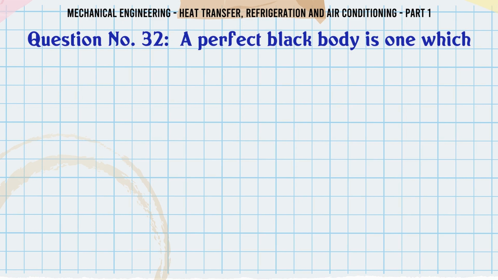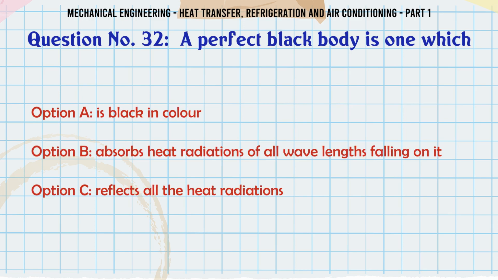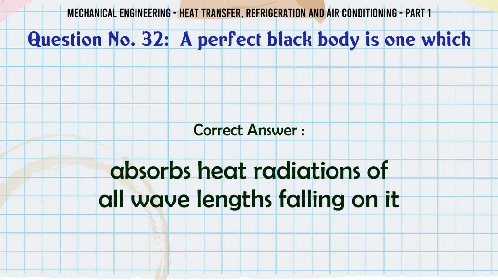A perfect black body is one which: A. is black in color, B. absorbs heat radiations of all wavelengths falling on it, C. reflects all the heat radiations, D. transmits the heat radiations. The correct answer is absorbs heat radiations of all wavelengths falling on it.